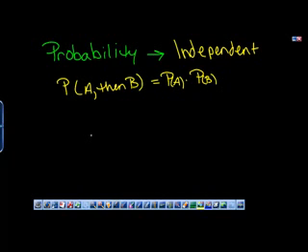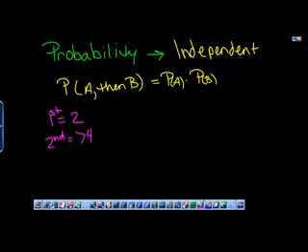Here's what I'm referring to. Let's say you roll a number cube once, like a die. Then you roll it again. What is the probability that you get a 2 on the first roll and a number greater than 4 on the second? So for this example, for our first roll, we want a 2. For our second roll, we want something greater than 4.